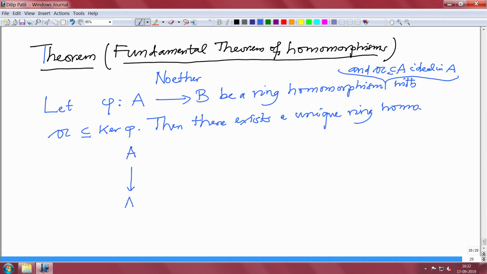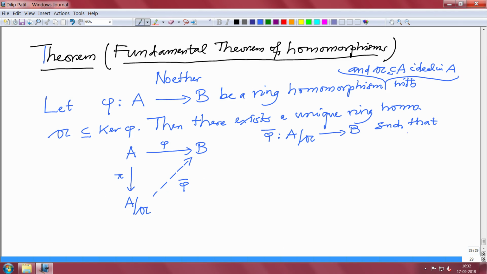this quotient ring A by A is here and this B is here, this is our given phi. From the ring A and from the ideal A we have this residue class ring and this pi ring homomorphism. There exists a unique homomorphism phi bar from the quotient ring A by A to B such that this diagram is commutative.